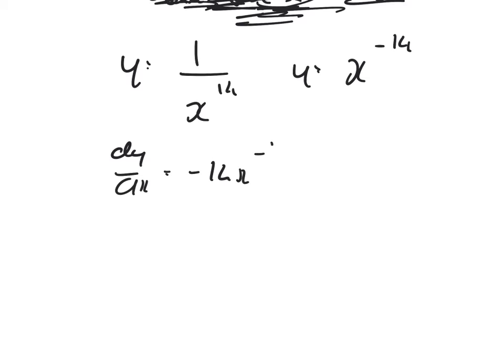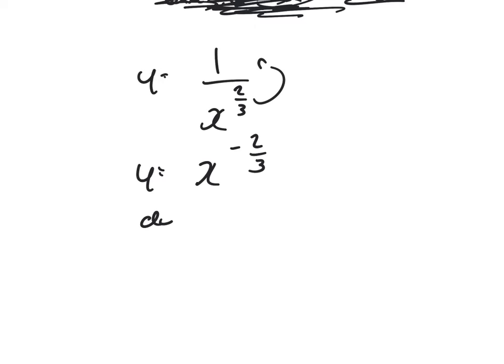Okay, we're going to differentiate 1 over x to the 14. So that's x to the minus 14. Minus 14x to the minus 15, bring that down, and that will be minus 14 over x to the positive 15. Okay, we're going to now introduce a fraction on the denominator. So we're going to differentiate 1 over x to the 2/3, so that's x to the minus 2/3 by bringing that up and changing the power.